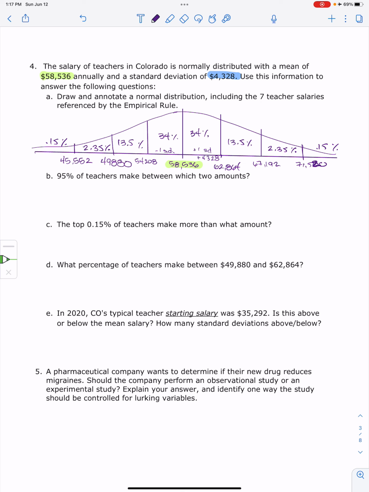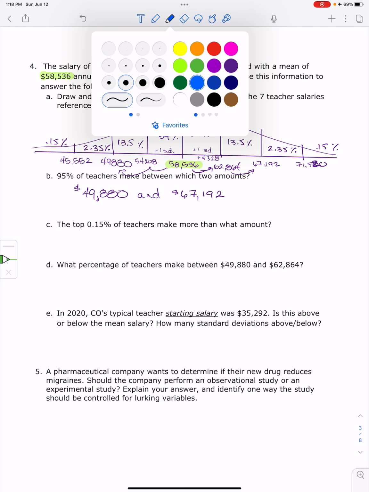"95% of the teachers make between which two amounts?" 95% of the population is always going to fall within 2 standard deviations of the mean. So if I go 2 above, let's start with 2 below. Here's my 1, 2 below. So 49,880. Couple of questions that I got about the homework was on units. So here our units is dollars. 2 standard deviations above takes us to 67,192.